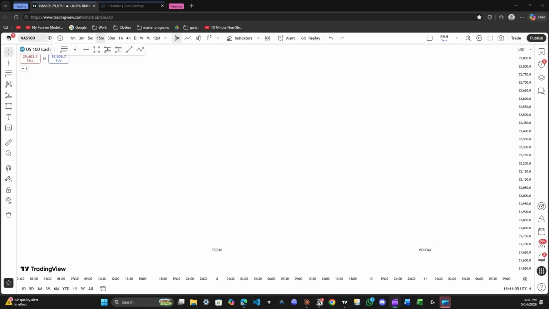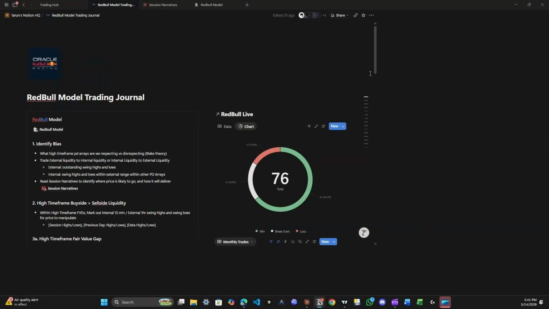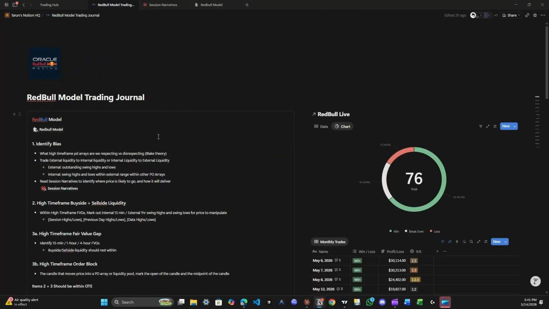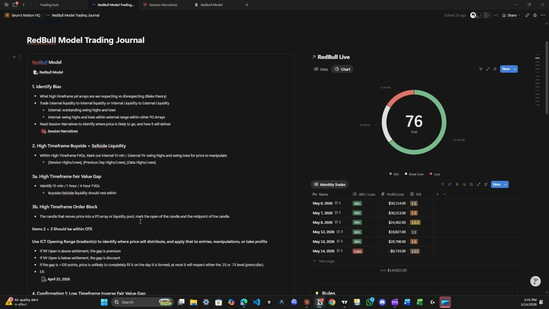Okay, this is gonna be a very simple overview of what the Red Bull model is. This is my Red Bull trading model. Over the past 4 months, I want to say, maybe 5 months, it has an 84% win rate. Couldn't do math for a second. Yeah, there's a lot of technical stuff in it.